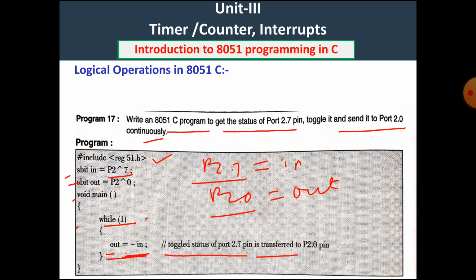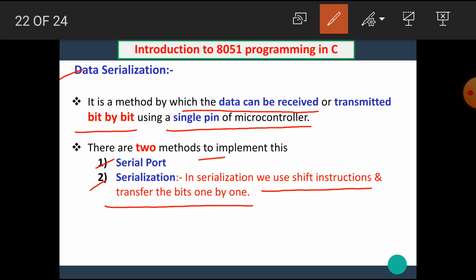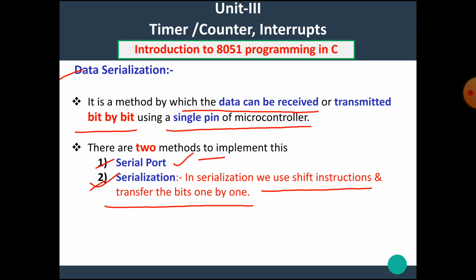Okay, I hope you all understand these simple programs. Now the next type is data serialization. It is a method by which the data can be received or transmitted bit by bit using a single pin of microcontroller. There are two methods to implement this: serial port and serialization. In serialization, we use shift instructions and transfer the bits one by one. Data serialization means data transmission process. We can conduct this transmission process by using serial port or by using the serialization method.